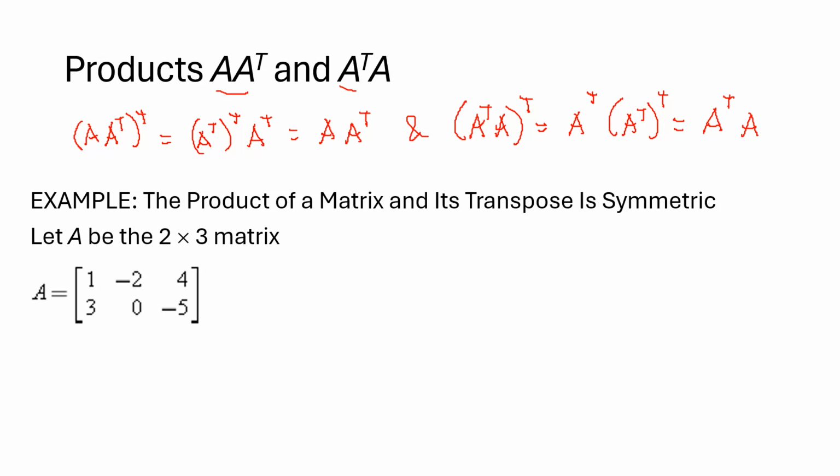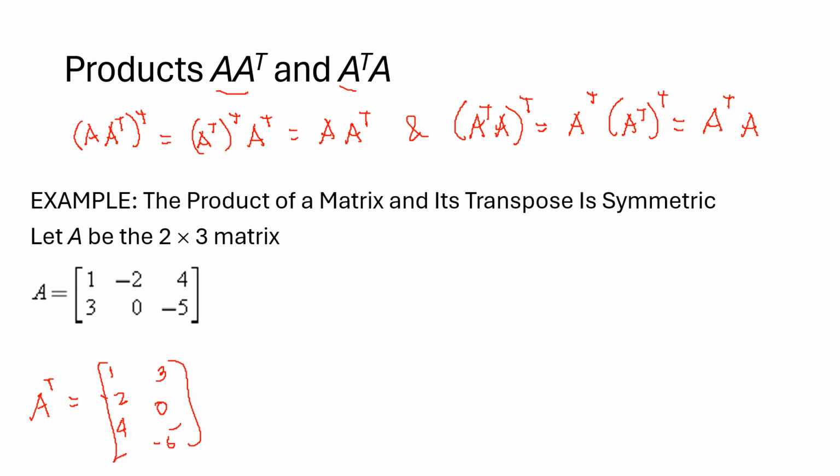Here is an example: the product of a matrix and its transpose is symmetric. Let A be the 2 by 3 matrix. If we get the transpose of A here, the transpose of A is equal to 1, -2, 4, 3, 0, -5.